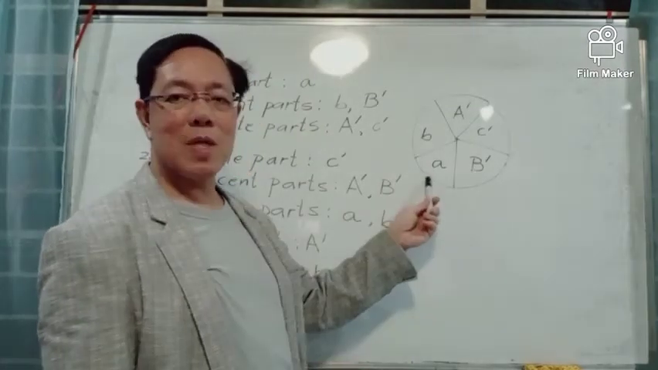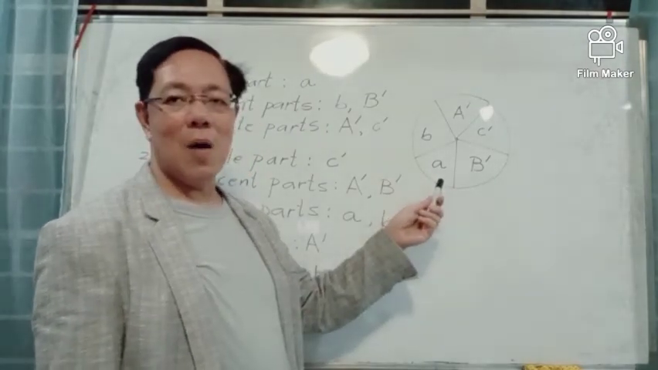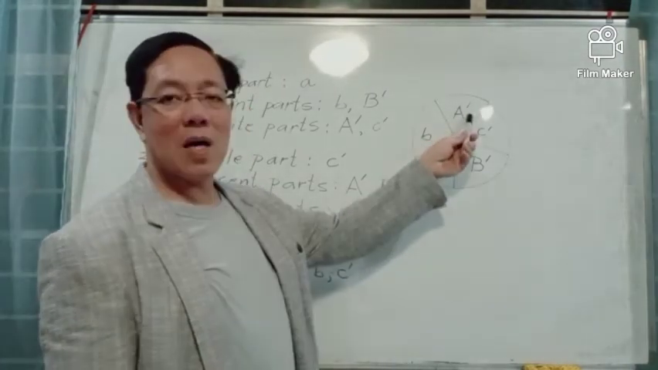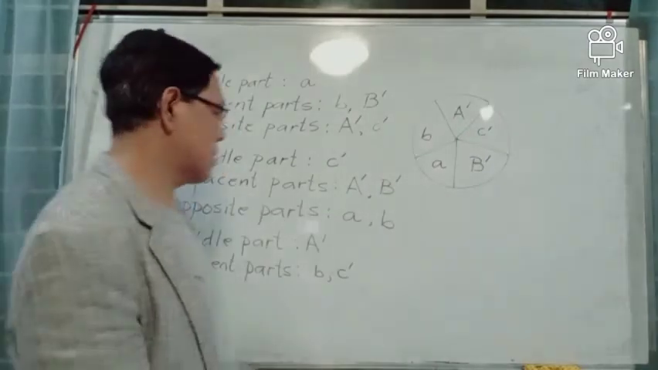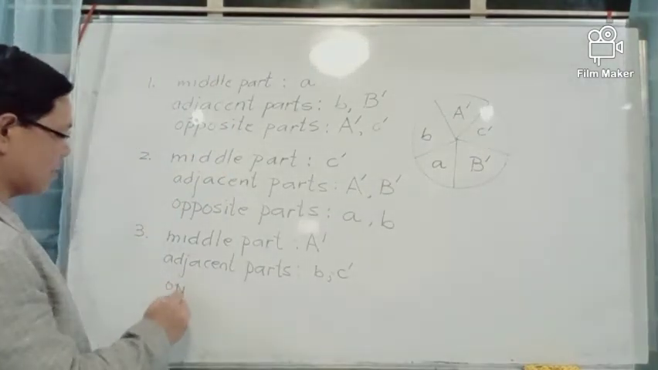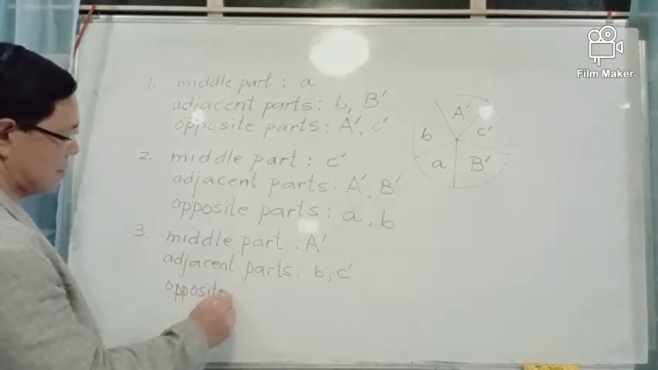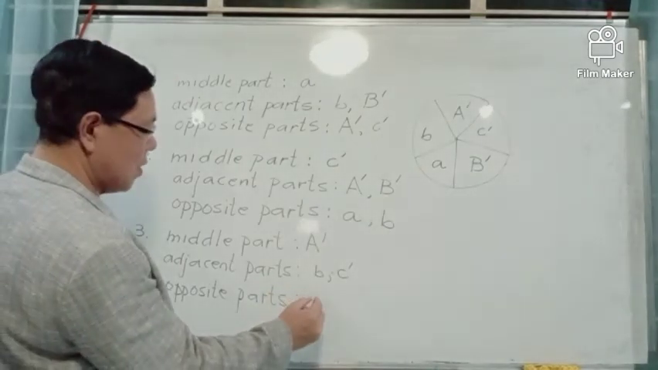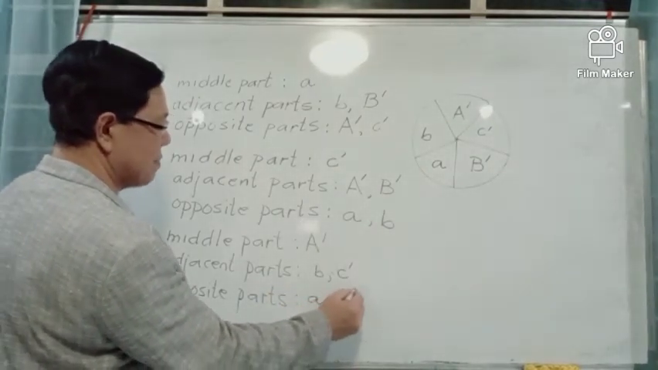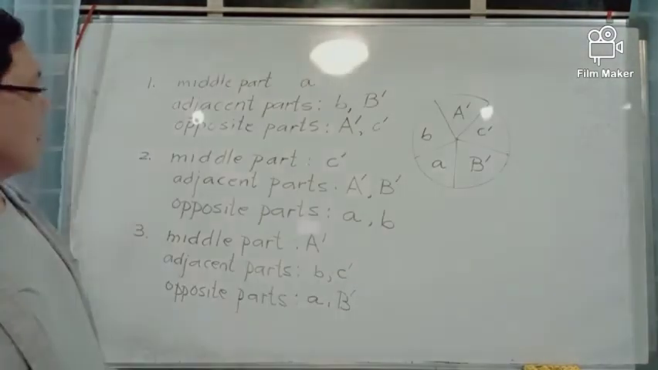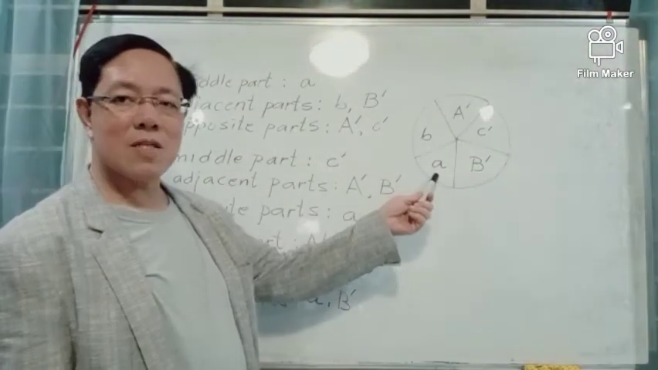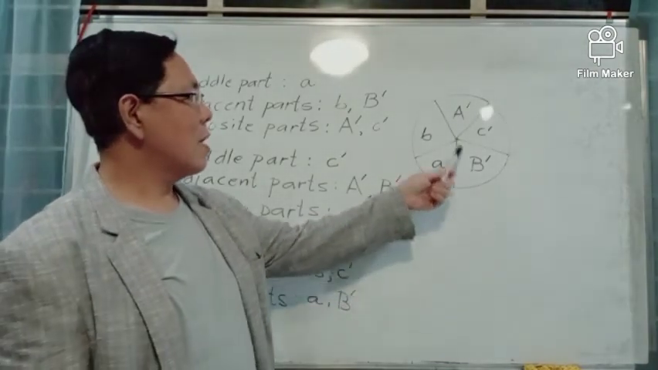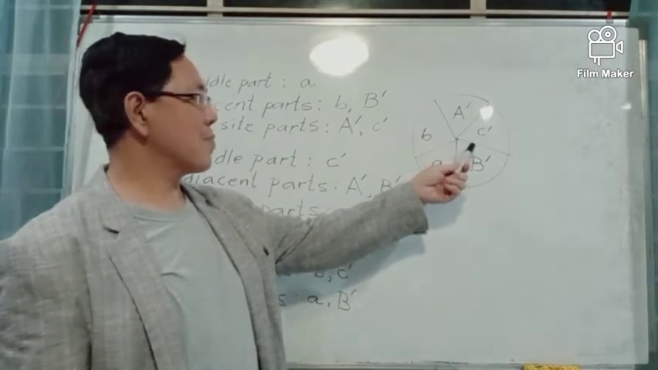And the two remaining parts are the opposite parts. The parts opposite A prime, which we have chosen as the middle part. We write opposite parts. Opposite parts are small a and B prime. So we have chosen A prime as the middle part. These are the adjacent parts and these are the opposite parts.